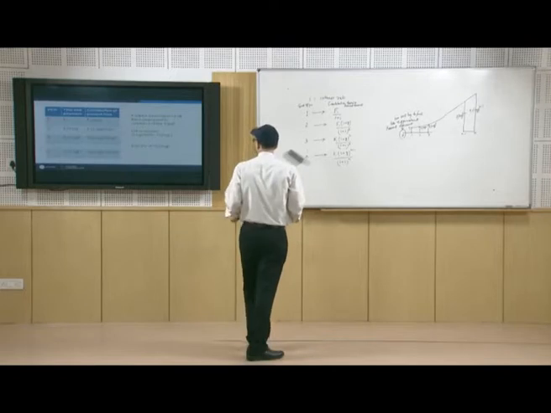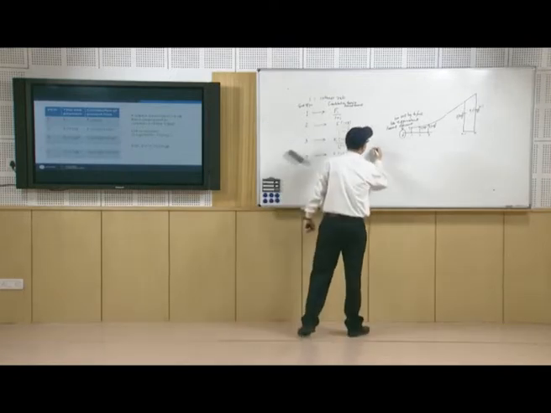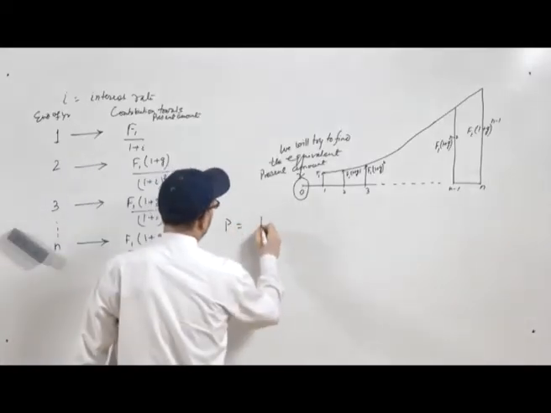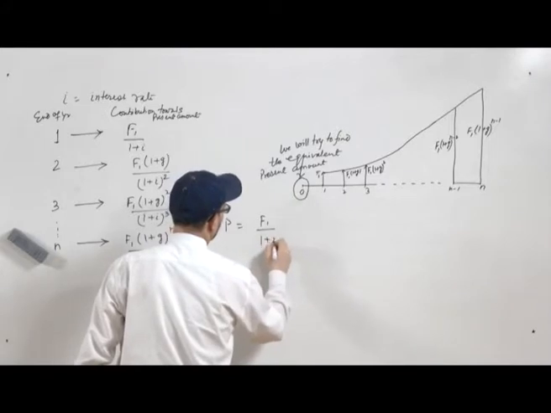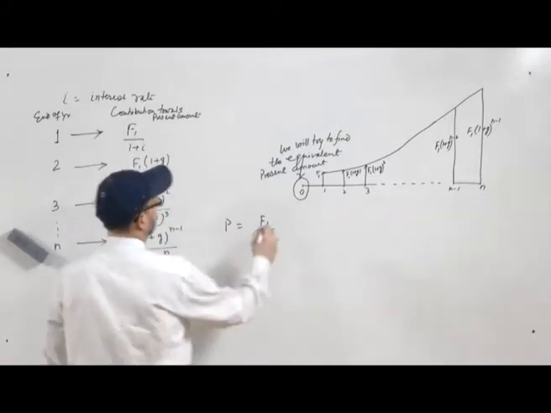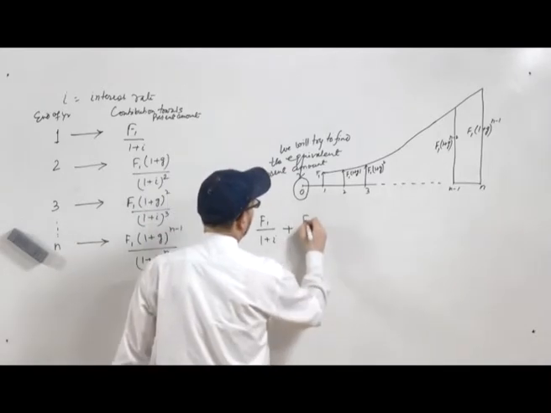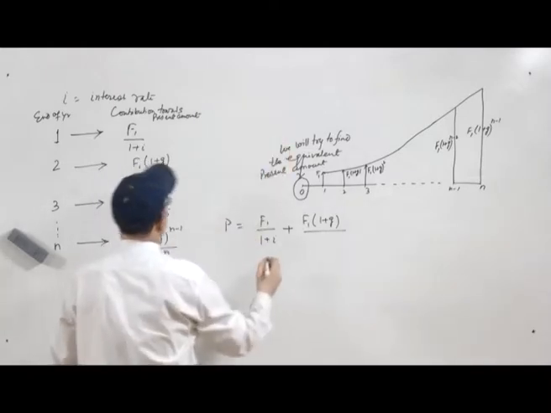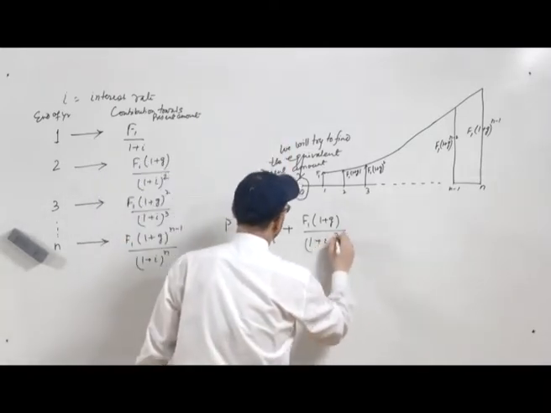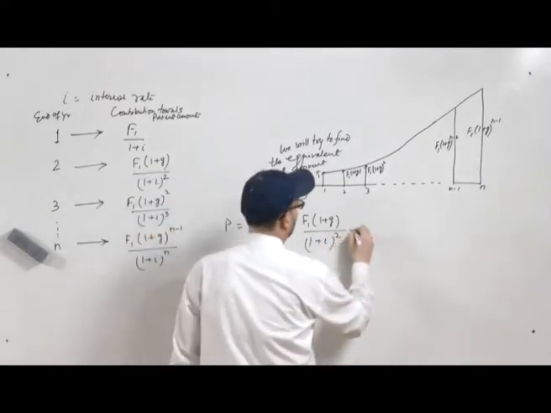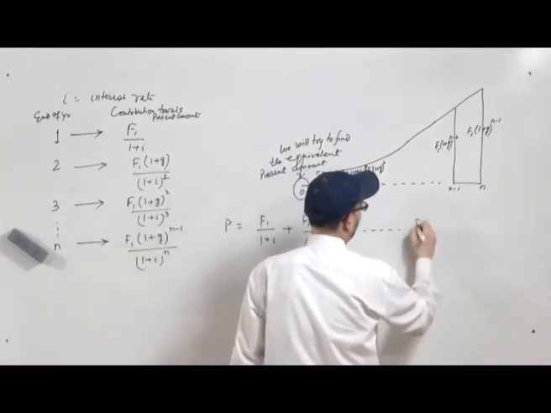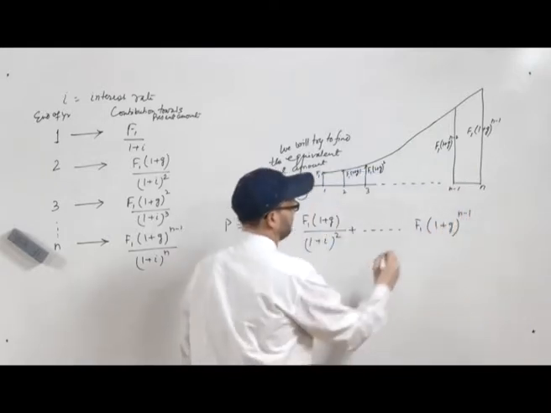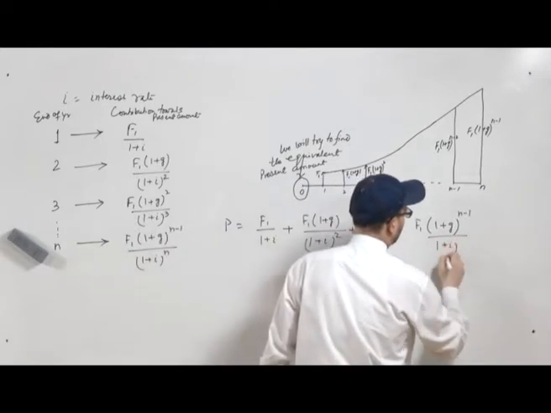So, what we will do, P will be nothing but F1 by 1 plus I plus F1 into 1 plus G by 1 plus I raised to the power 2 plus it will go on, F1 into 1 plus G raised to the power n minus 1 divided by 1 plus I raised to the power n.